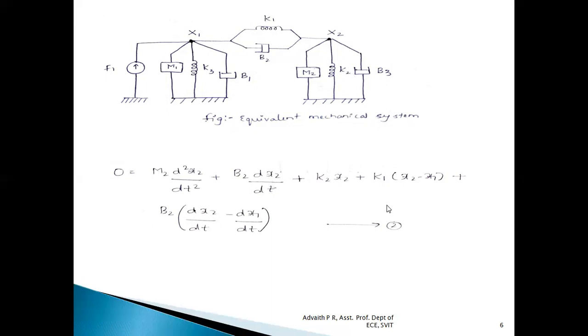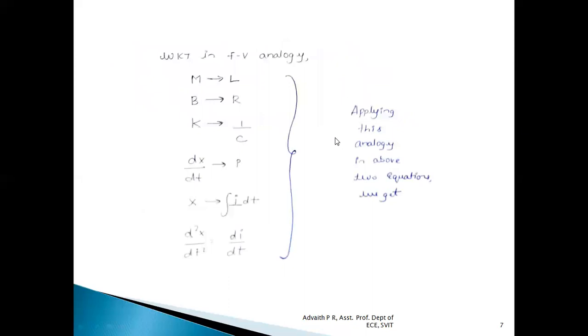Now, after writing this equilibrium equation, we have to convert these equations into our electrical analogy using force voltage analogy. In force voltage analogy, from the derivation, we already know this. Mass is analogous to inductance. The damper coefficient is analogous to resistance. The spring constant is analogous to inverse of capacitance. Velocity dx by dt is analogous to current. The displacement x is analogous to integration of I dt. Acceleration d square x by dt square is analogous to di by dt.